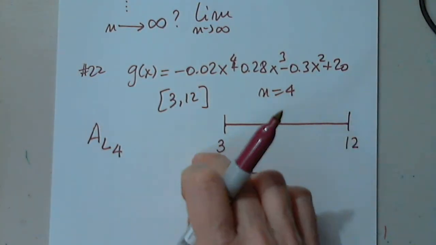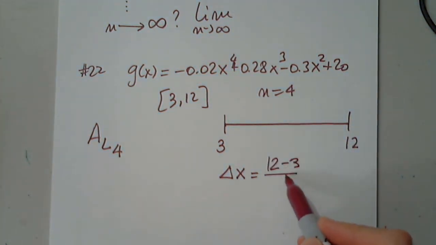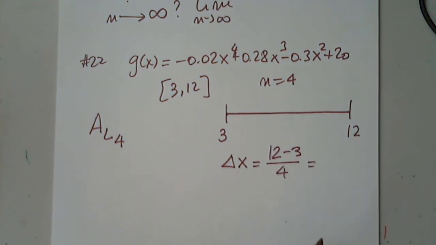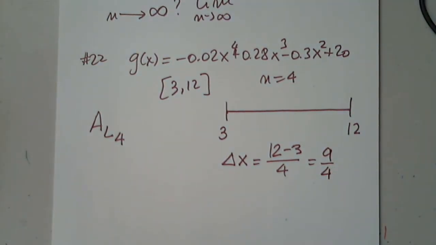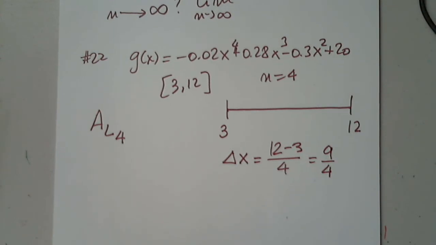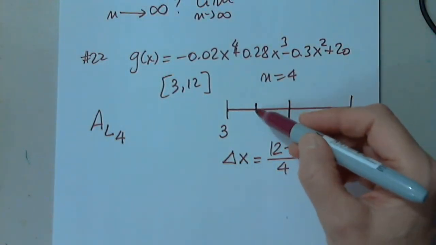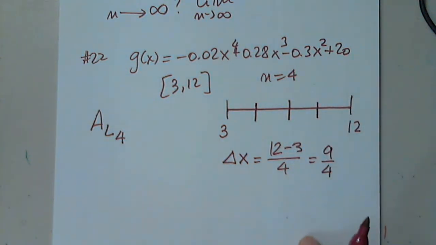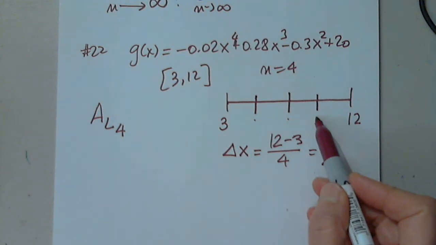12 minus 3 divided by 4. Of course, as ugly as possible. 9/4. They couldn't find anything nicer. That's okay. Okay, I'm going to split it in 4 subintervals. I'm going to have to determine these values.